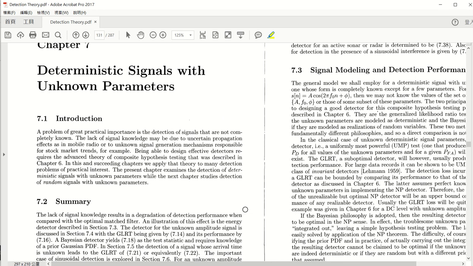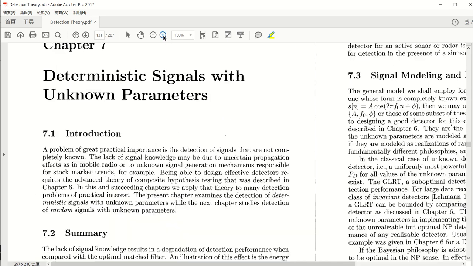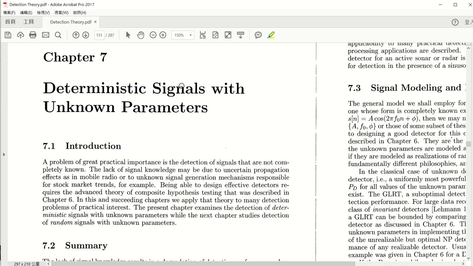Okay, so at chapter 7, as you can see, we're dealing with different forms of the signal. We have deterministic signal, then random signal, and then unknown parameters. And now we come to the deterministic signal with unknown parameter.